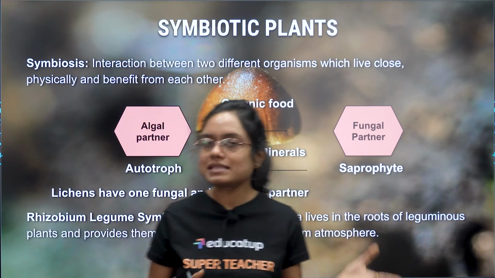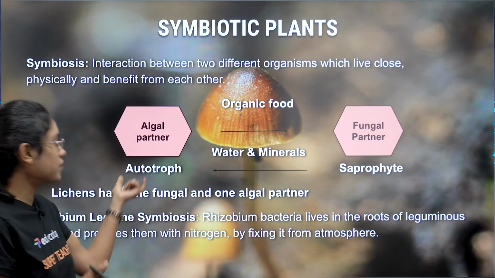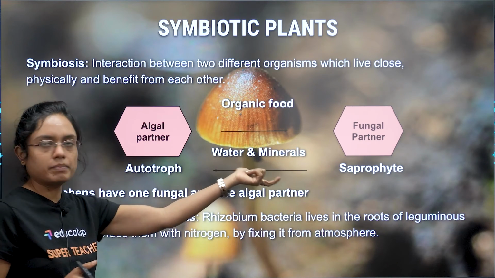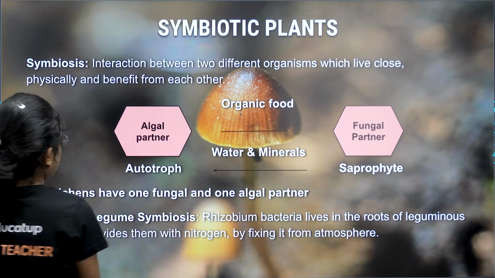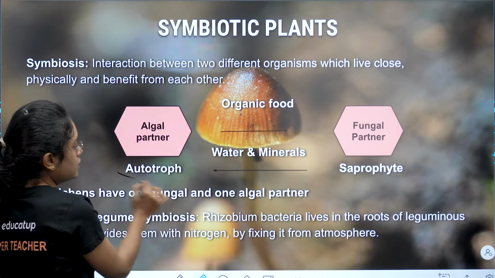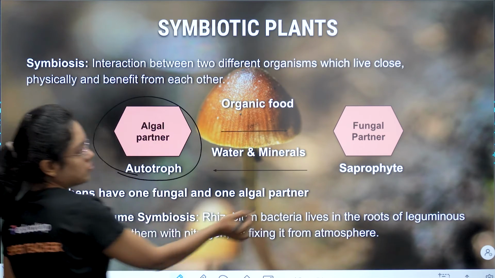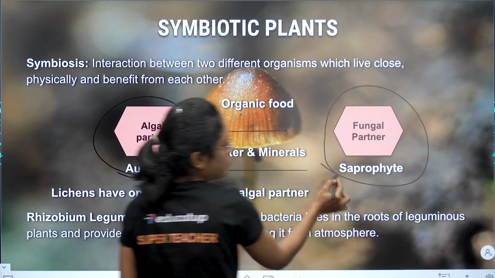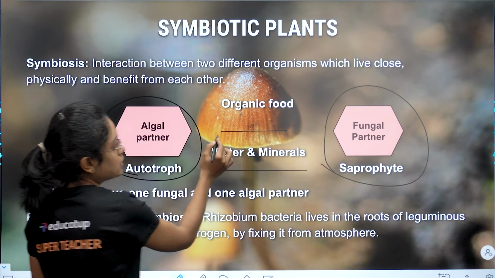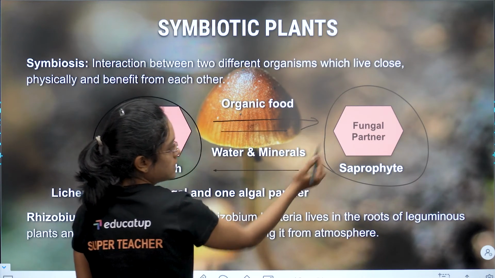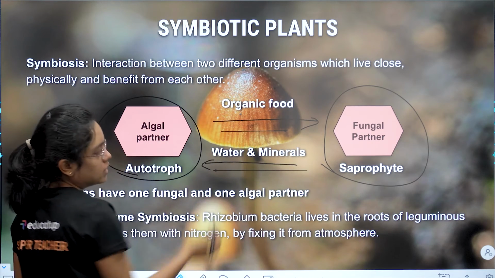The best example is lichens. Lichens have one algal partner and one fungal partner. So if we see in case of lichens, the algal partner is the autotroph and the fungal partner is the saprophyte. Now, the algal partner is providing organic food to this and the fungal partner is providing water and minerals.